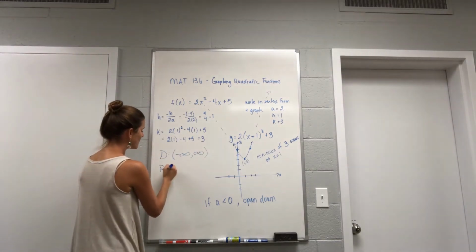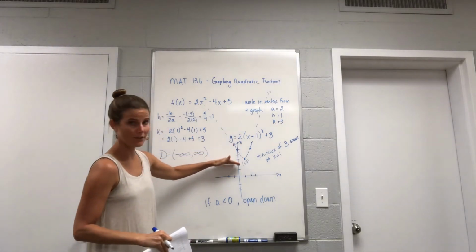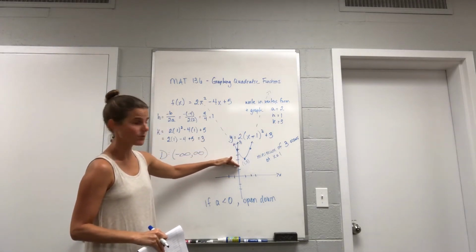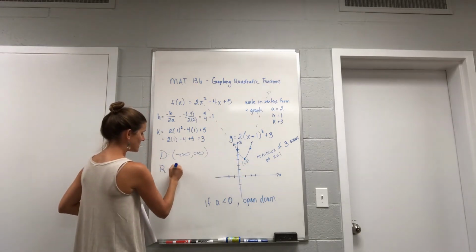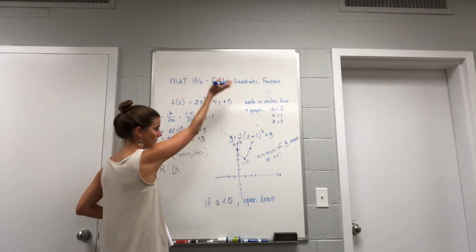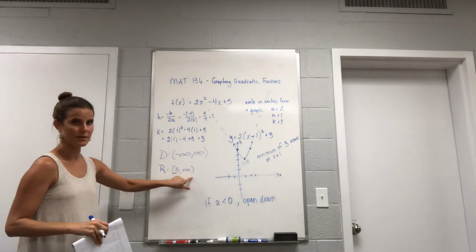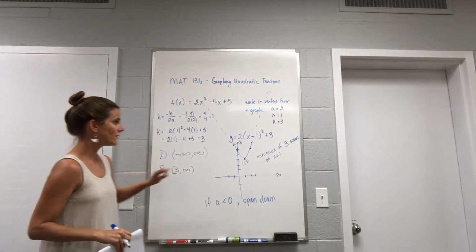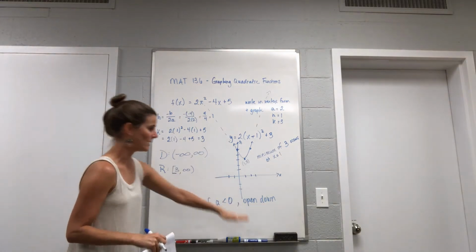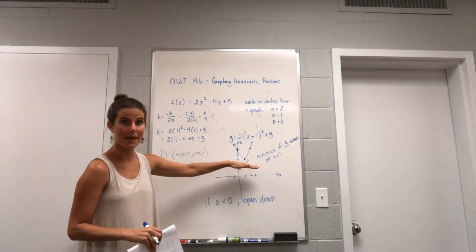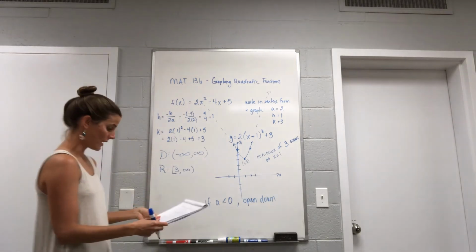The range, however, will depend on that minimum and maximum. If you notice, the lowest this graph goes, the lowest y value, is at that vertex, which is 3. So it does include that 3, so it goes from 3 on up to infinity. And again, infinity is always that open bracket. If it opened down, then this would be flipped. It would be negative infinity all the way up to whatever that maximum point was, the y value of that. So that's domain and range.